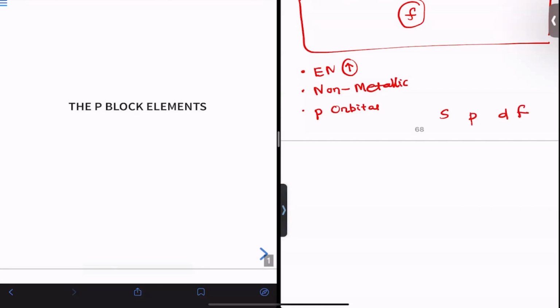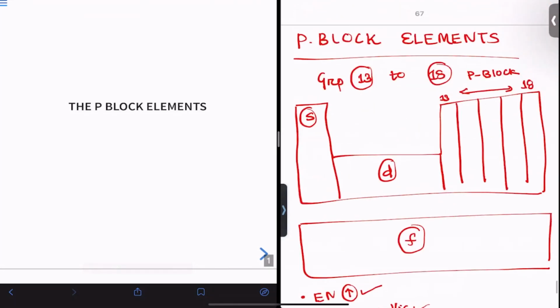If I am taking an example, nitrogen has atomic number 7. So the electronic configuration of nitrogen will be 1s2, 2s2, 2p3. So all the elements of the p block will have their last electrons in the p orbital. That is why they are p block elements. Everyone will have high electronegativity, and most of them are non-metallic.